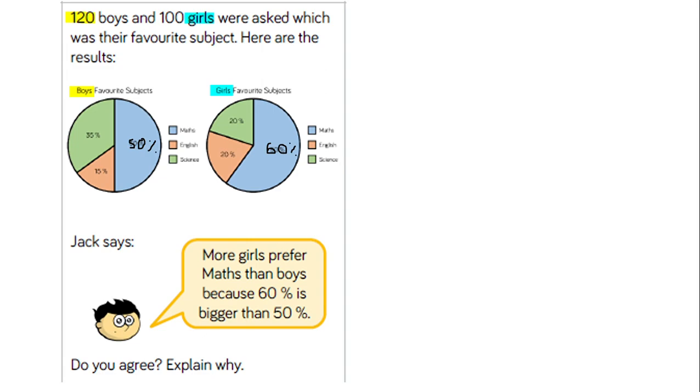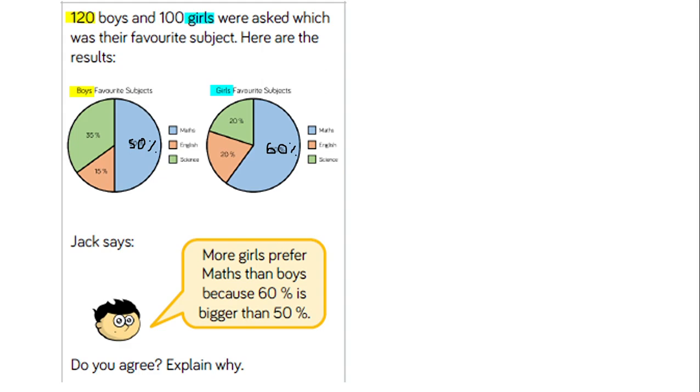So the first pie chart stands for the whole is 120, the second one, the whole, is 100. I'm looking carefully, and I'm noticing that this is 50%. So instantly I know that 50% is going to be 60, that bit's going to be 60. Even before I read the question, I'm orientating myself with the pie charts and working it out in my head. Right, Jack says, more girls prefer maths than boys because 60% is bigger than 50%. Do you agree? Explain why.